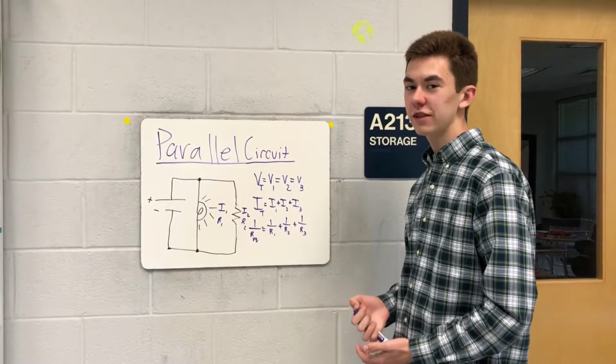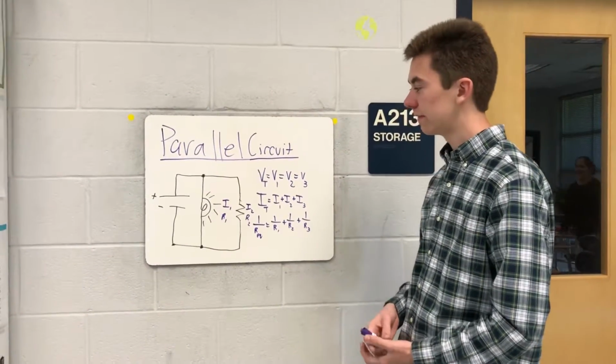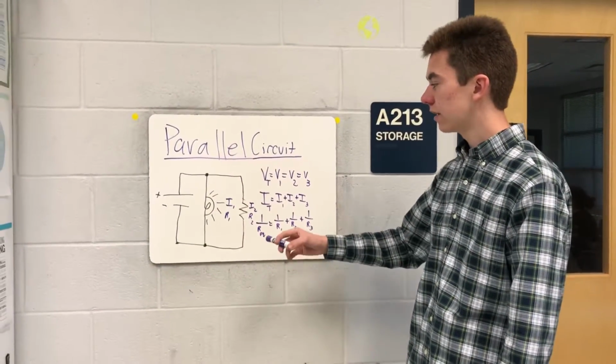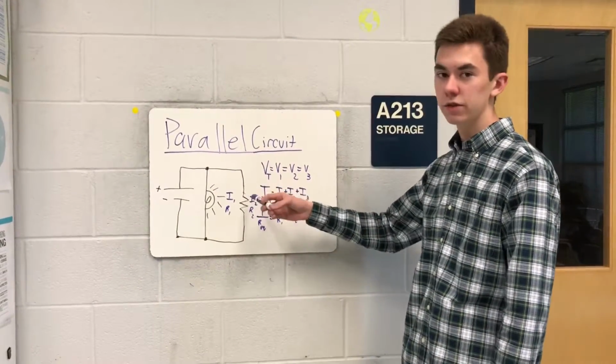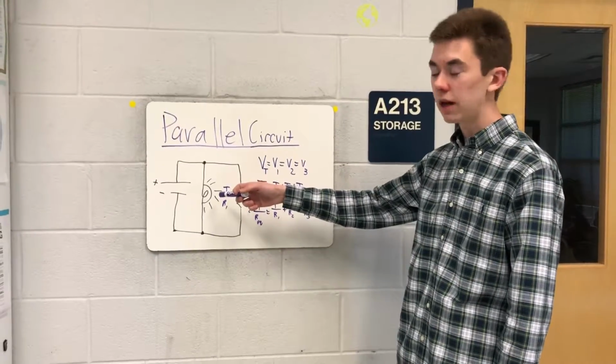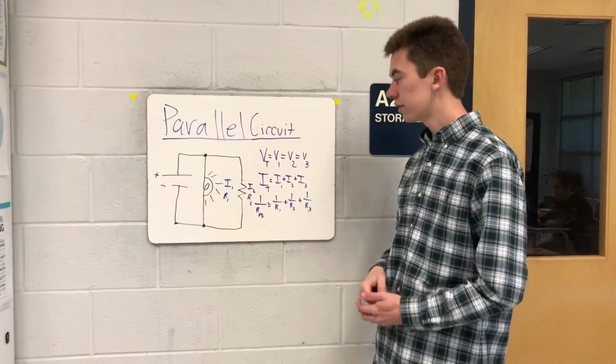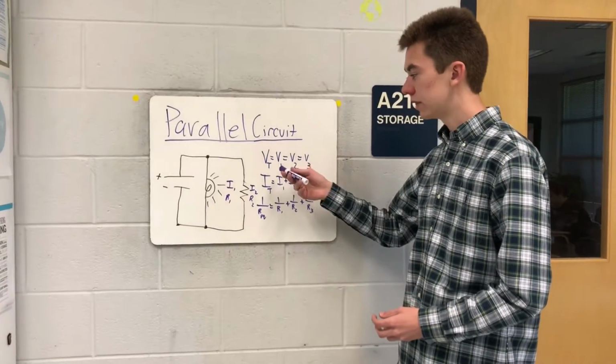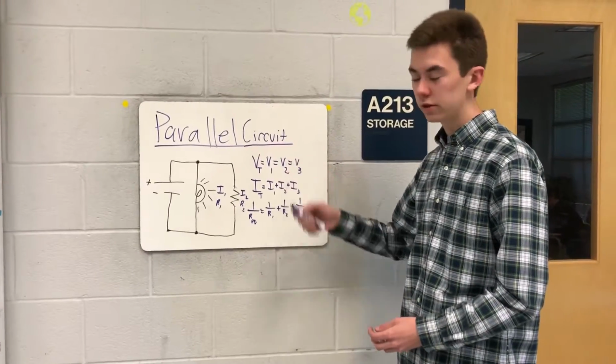So parallel circuits have multiple paths for the electricity to follow. So you can see right here, there's two different branches. And so if the electricity happened to get disconnected from the resistor, the light bulb would still have power. And in parallel circuits, all the voltages are equal to one another. So the total voltage is equal to voltage 1, which is equal to voltage 2.